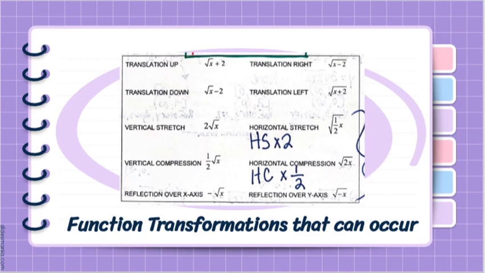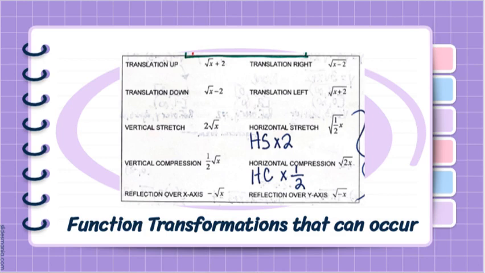For vertical stretch, there's a number before the square root of x, and for vertical compression, there's also a number before the square root of x. For the reflection over the x-axis, there's a negative sign before the square root of x. For translation right, inside of the square root would be x minus whatever number. For translation left, it'd be the square root of x, and inside of the square root as well would be plus a number. Horizontal stretch would be inside of the square root, a number times x.